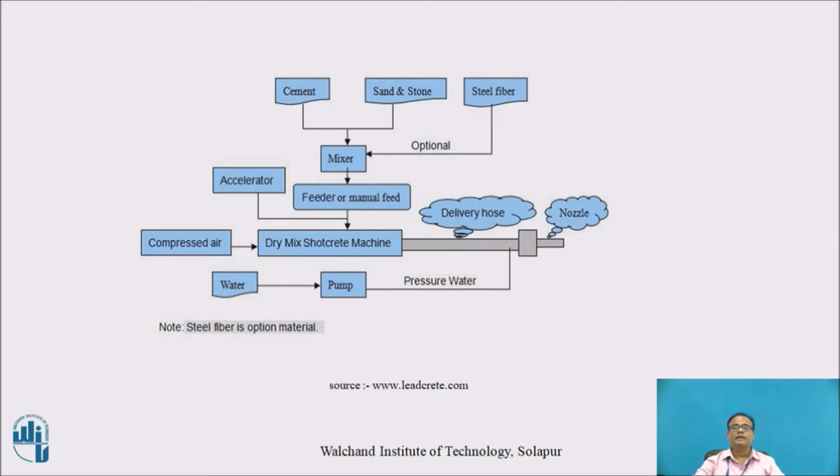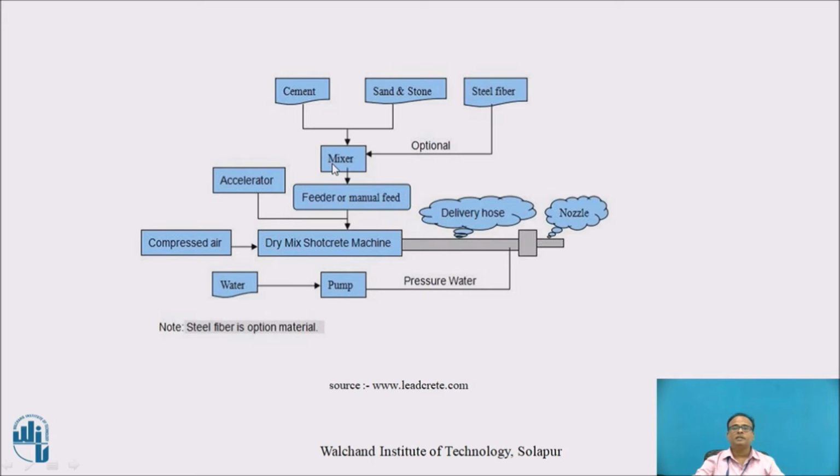Now this is a flow diagram which again will give the clear idea about the dry process. So here nozzle is provided at the end. So here cement, sand, stone and steel fibers, it is optional.